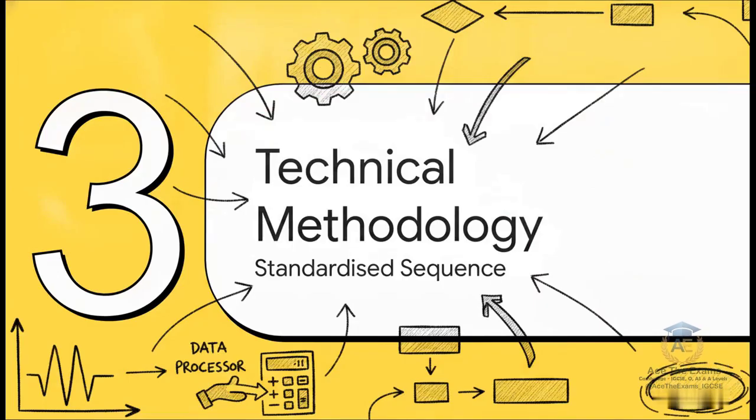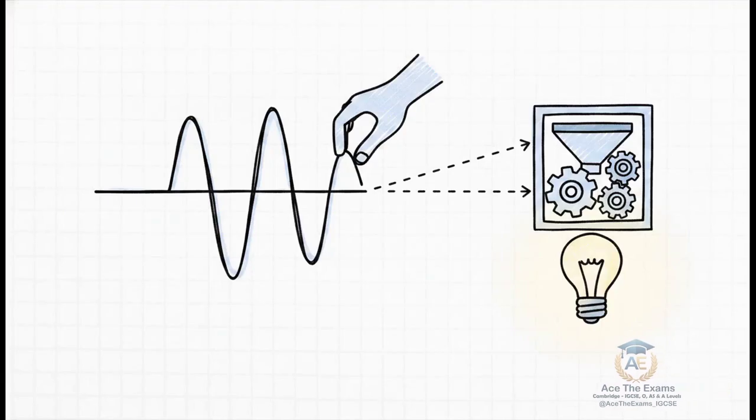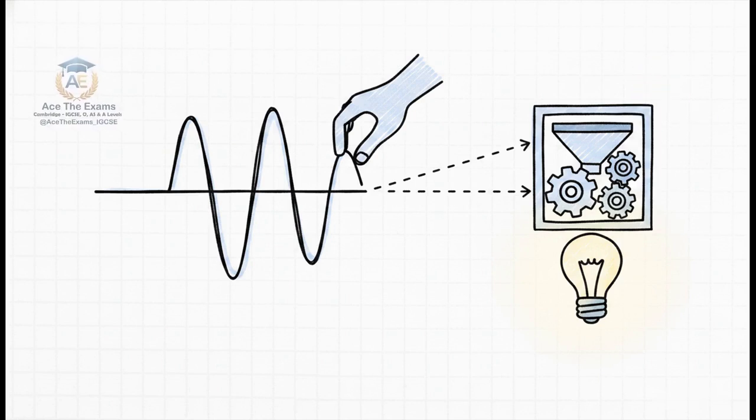All right, let's keep the momentum going with Section 3, Technical Methodology, the Standardized Sequence. Let's see how this builds into the specific procedural framework demanded by examiners. It's all about how you physically handle the data that's thrown at you. Data interpretation skills are absolutely critical here. Imagine a 60-second timer on your screen during an exam. You must actively extract data from complex texts and tables under that pressure.